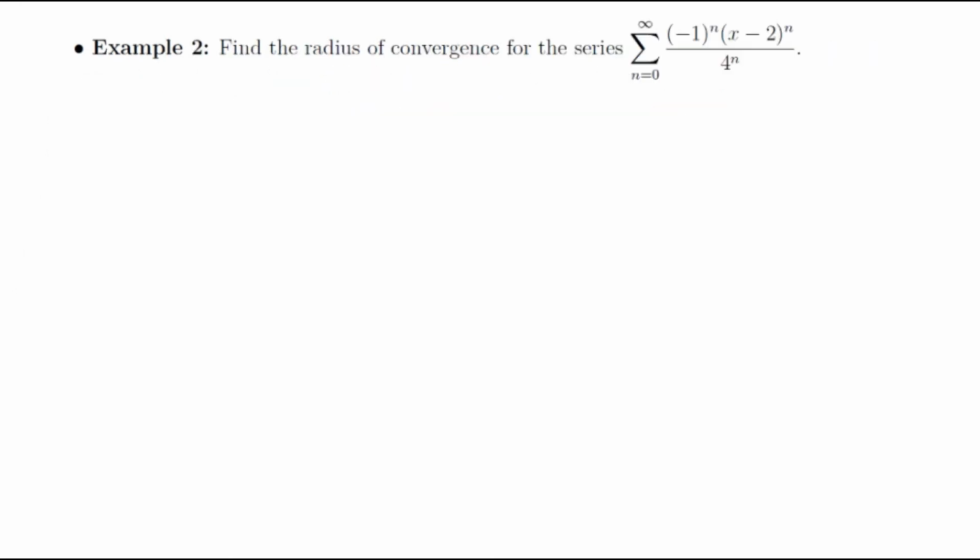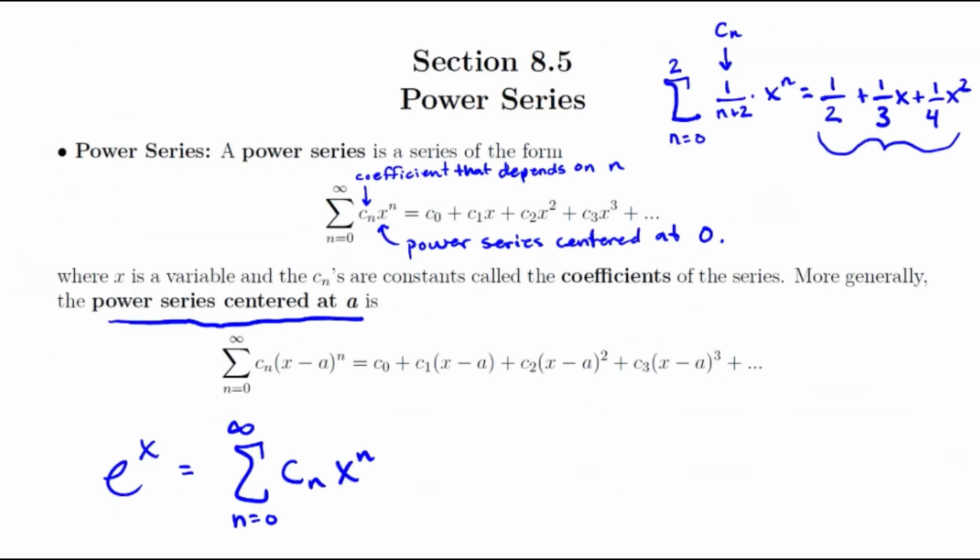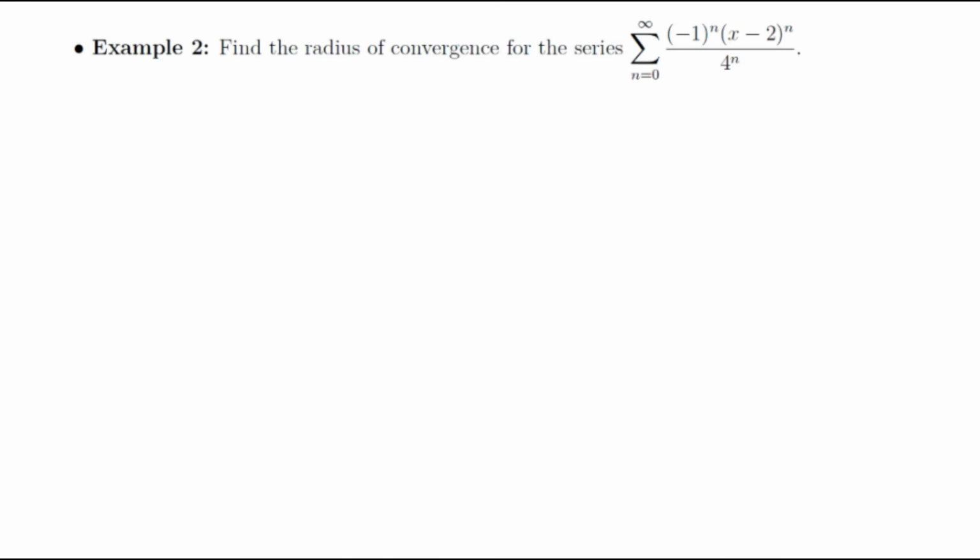All right, so let's try another one here. So we've got the series negative 1 to the n times x minus 2 to the n divided by 4 to the n. So just a little note here, if I backtrack to the first page, this one would be the power series centered at a, or centered at 2 in this case.